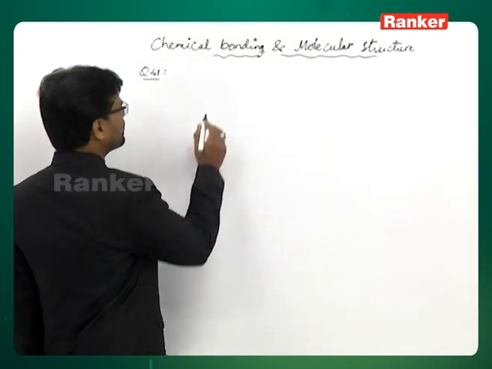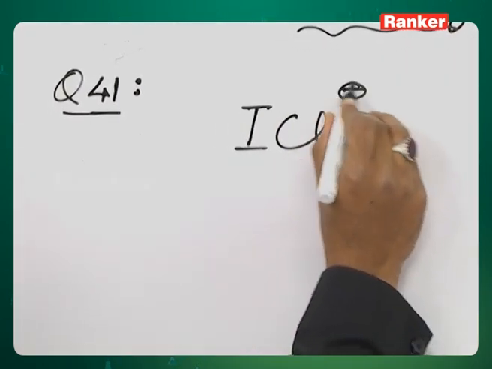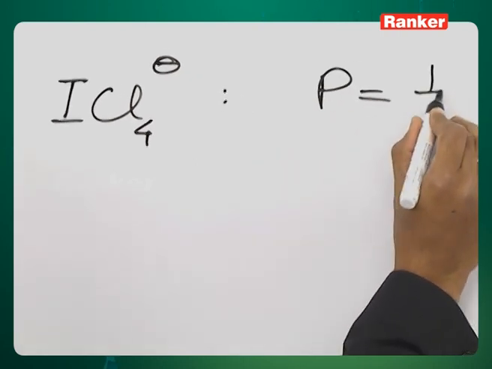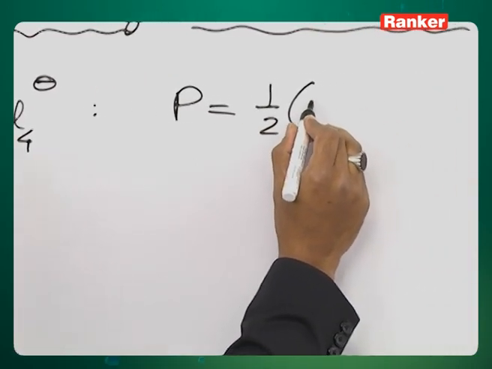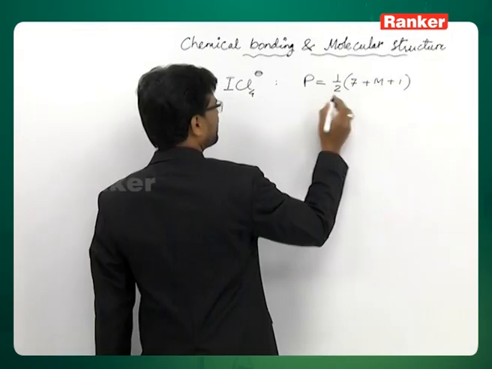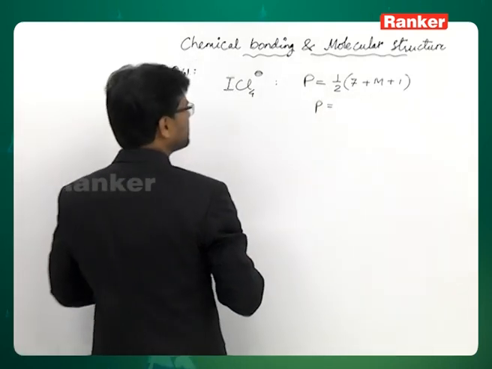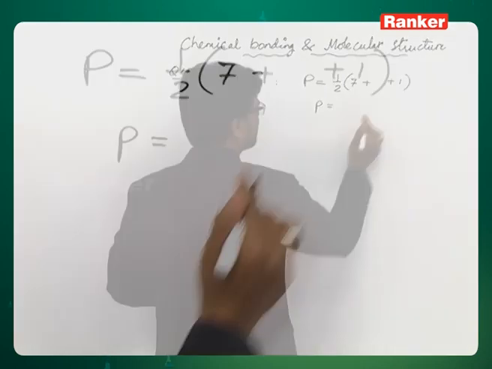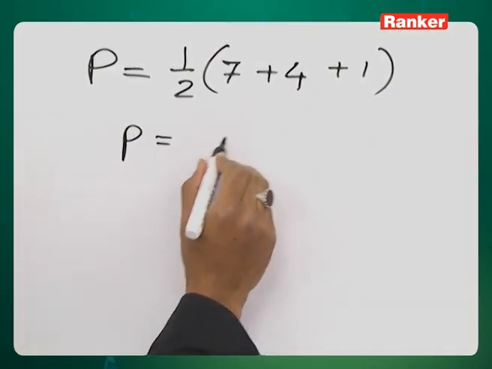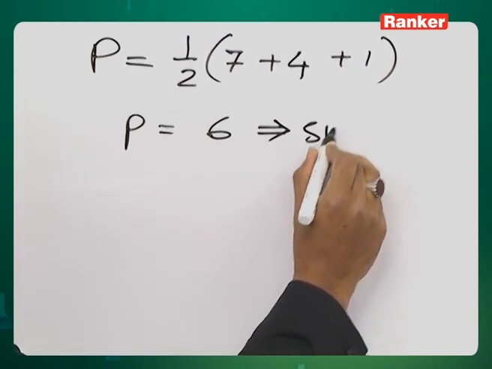First of all, we need to find out the hybridization of ICl4 minus. You need to calculate the number of electron pairs, that is equal to half. V is 7, M is 4, and you need to add 1 because of the negative charge. M is 4 because there are 4 surrounding atoms, and P comes out to be 6. So, the hybridization is sp3d2.